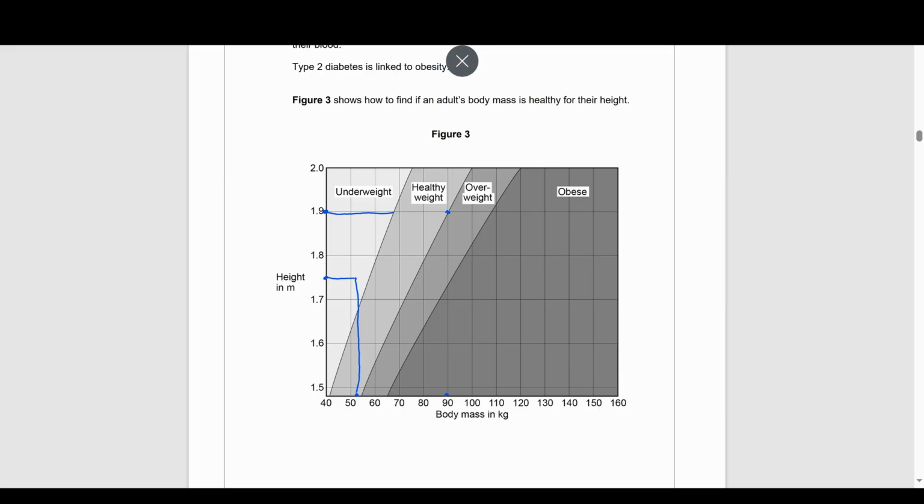But where is it going to start? It's going to start somewhere just down here. So that's just below 70 kilograms. So we could say it's roughly around 67 to 68 kilograms for there to be in the healthy weight category. So let's just be safe and put 68 to 90 kilograms.